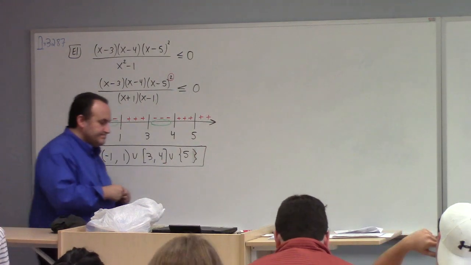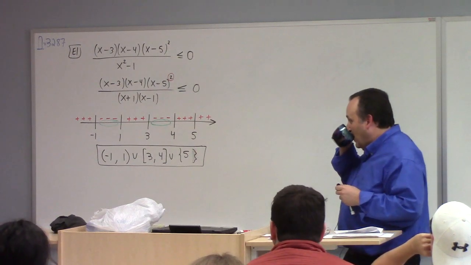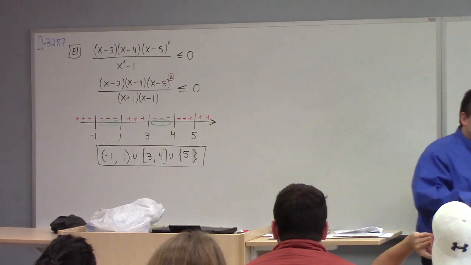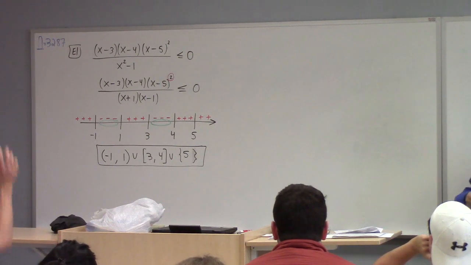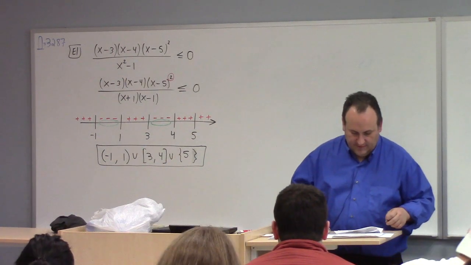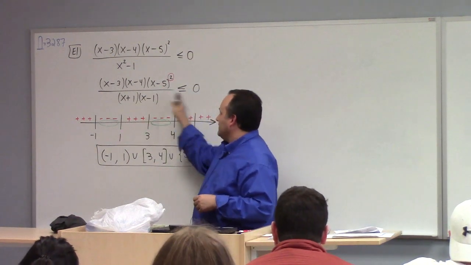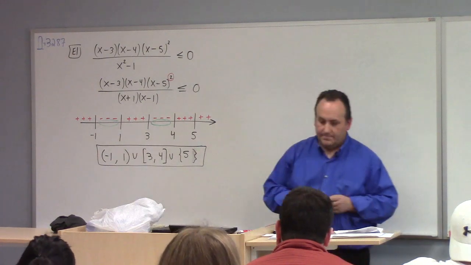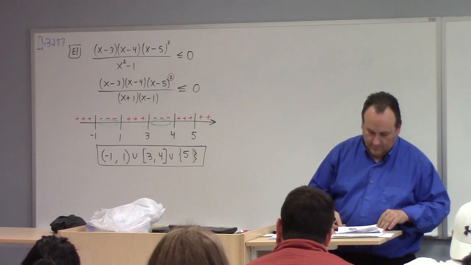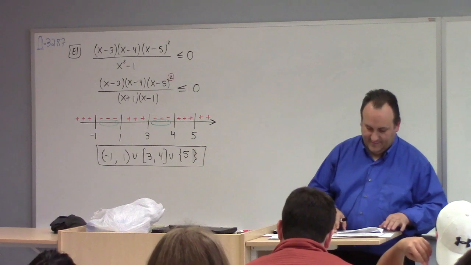Yes, sir? Why is 5 included if we're looking at negatives specifically for less than? It's less than or equal to 0, though. So that makes it equal to 0, so it gets included. Yes, Michael? So why is 5 included in the answer? Because that makes the fraction 0. If I plug 5 in, I get 0. 0 equals 0, so it's true. So the numerator. Yep, the numerator. That's right.